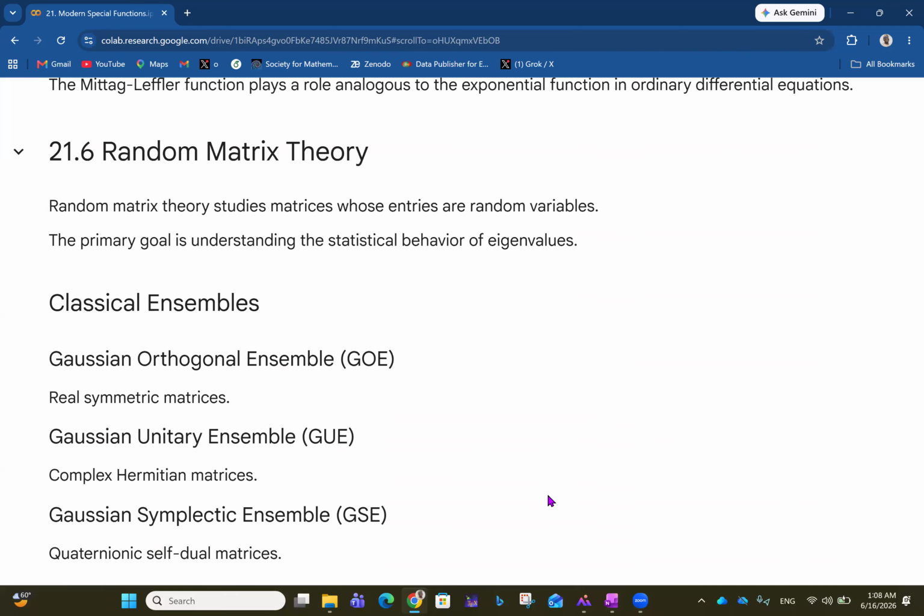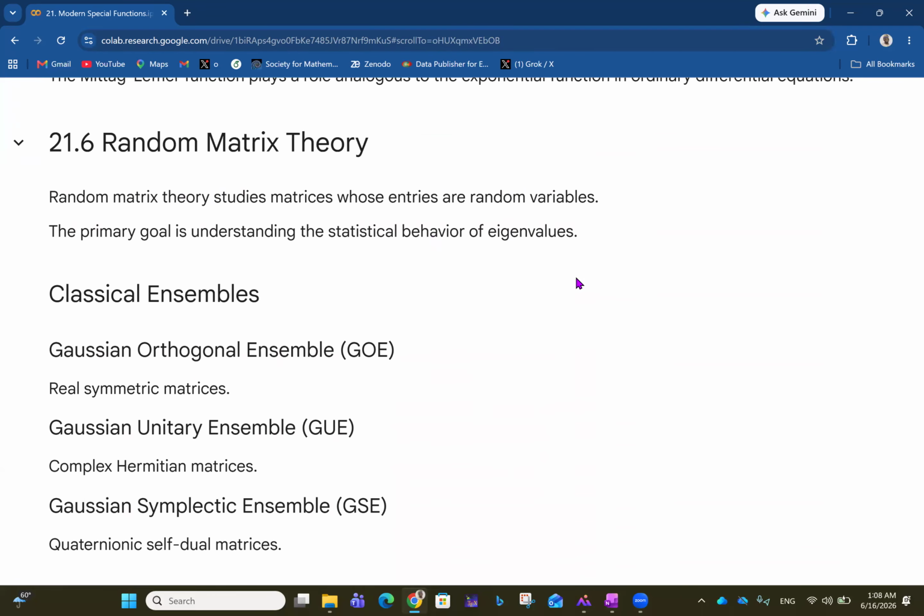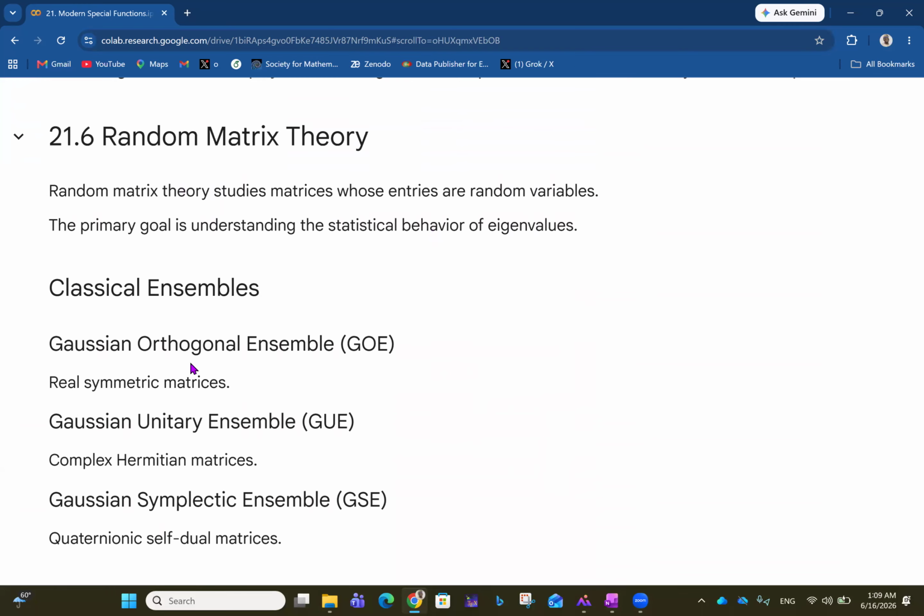So we go on to talk about random matrix theory. Random matrix theory studies matrices whose entries are random variables. The primary goal is understanding the statistical behavior of eigenvalues. And then we have classical ensembles like the Gaussian orthogonal ensemble, GOE, for real symmetric matrices. You have the Gaussian unitary ensemble, GUE, for complex Hermitian matrices. And you have the Gaussian symplectic ensemble, GSE, for quaternionic self-dual matrices.